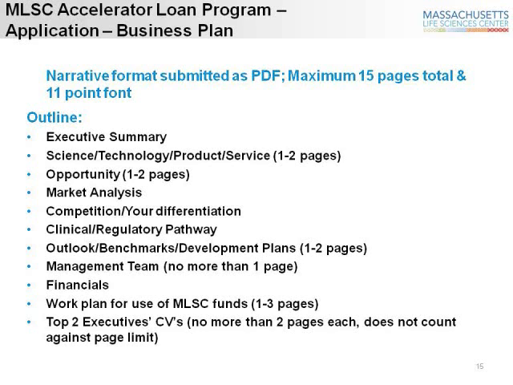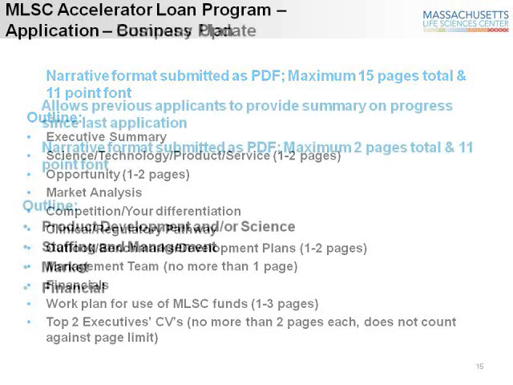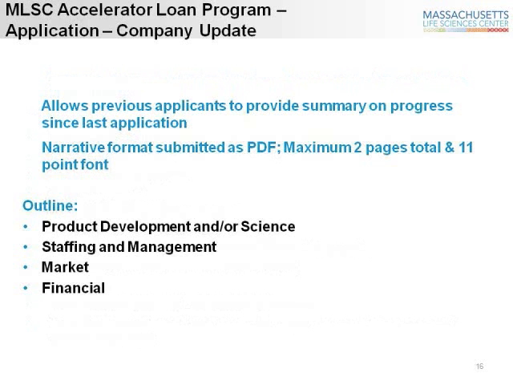For those of you who have applied before, there is a very important additional PDF which you're allowed to include, which is called a company update. And for those of you who have applied before, it allows you to give a summary of progress since the last application. Again, we expect this to be submitted as a PDF in narrative format, not PowerPoint. It will include a maximum of 2 pages and no smaller than 11-point font.